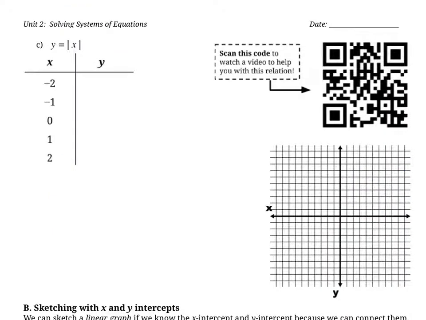The next equation is y is equal to the absolute value of x. If you don't know what the absolute value is, please just scan this code to watch another video so you're able to finish your table of values, then graph your line. If you have done this correctly, all your y values are positive and your graph looks like this.